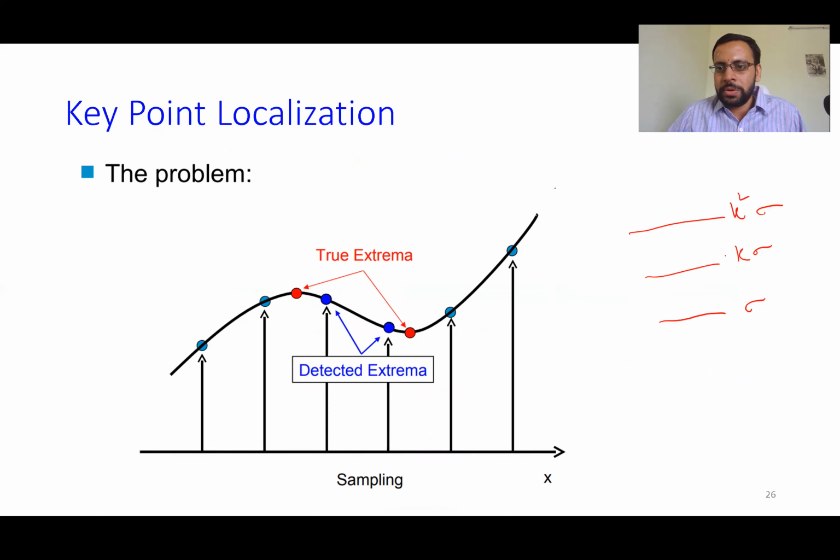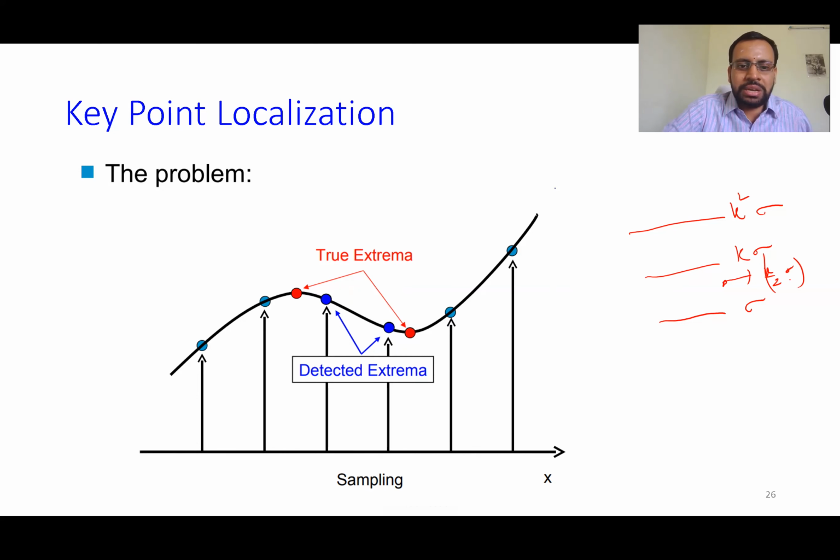Now maybe the maximum could be somewhere else. If I had taken, for example, k by 2 sigma, that might be the scale at which it has the maximum value, right? So is there any way I could figure it out? Can you tell me some solution?